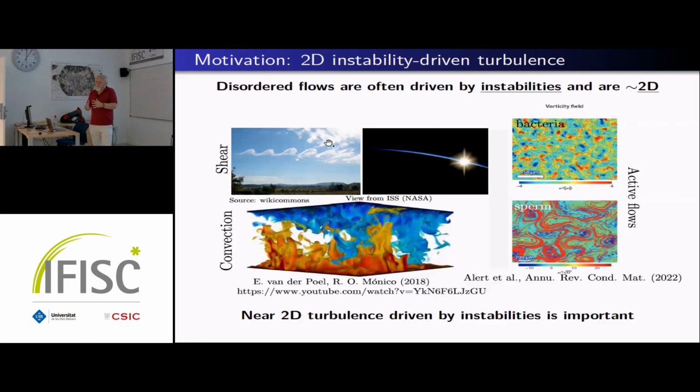Whereas if you have instability-forced turbulence, the state that is generated by the forcing can react back on the forcing, right? And so we're interested in trying to understand what is the effect of this back reaction on the forcing.